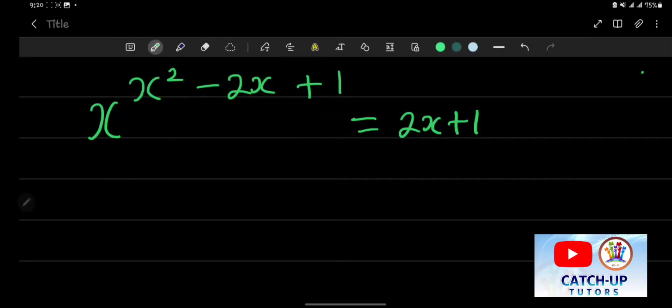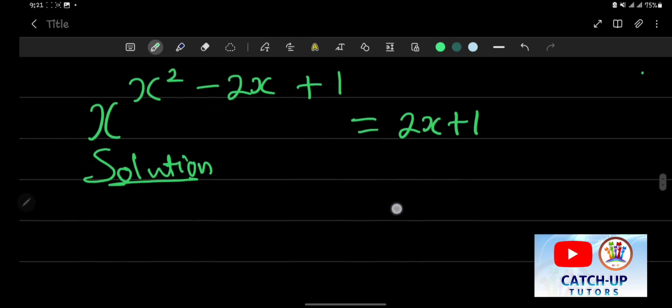Hello guys, we're gonna provide a solution to this given problem. Given that x to the power of x squared minus 2x plus 1 equals 2x plus 1, then we find the values of x. Okay, solution.